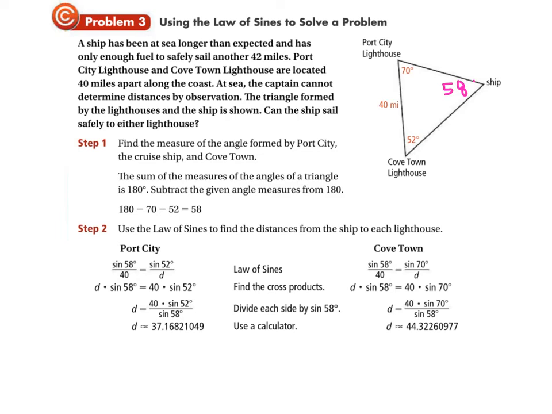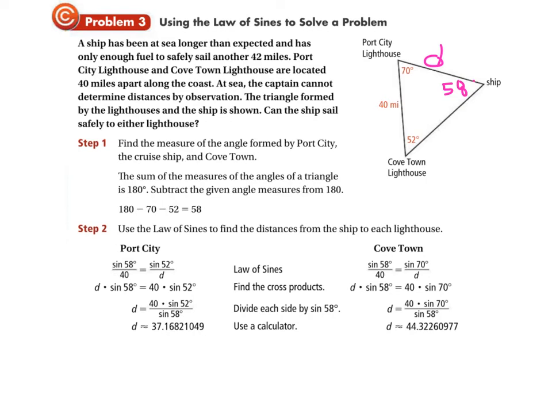They said sine of 58 over that opposite side of 40 equals, they're finding this side right here, the distance to the Port City Lighthouse, sine of 52 over, and they've called it D. So we'll just label it D. Actually, I think what they're using D for is the distance, so we're going to use D for all of it. If we did this one first, we'll put a D there. We'll use D for the different parts.